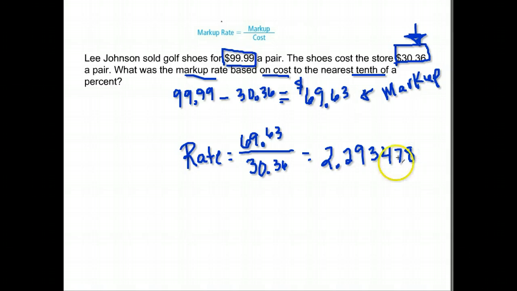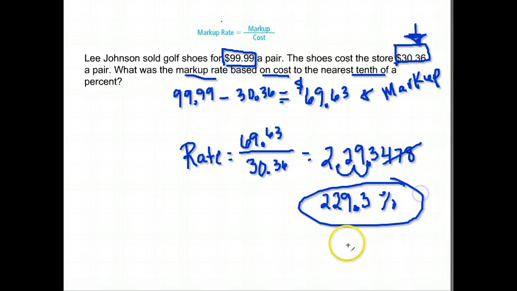It goes on from there. We need to write this as a percent, so we move the decimal 2 places to the right, which gives us 229.3%. This we round off. They wanted it to the nearest 1/10 of a percent, which means one number after the decimal point. So these were marked up quite a bit. They were marked up 229.3% of their cost.